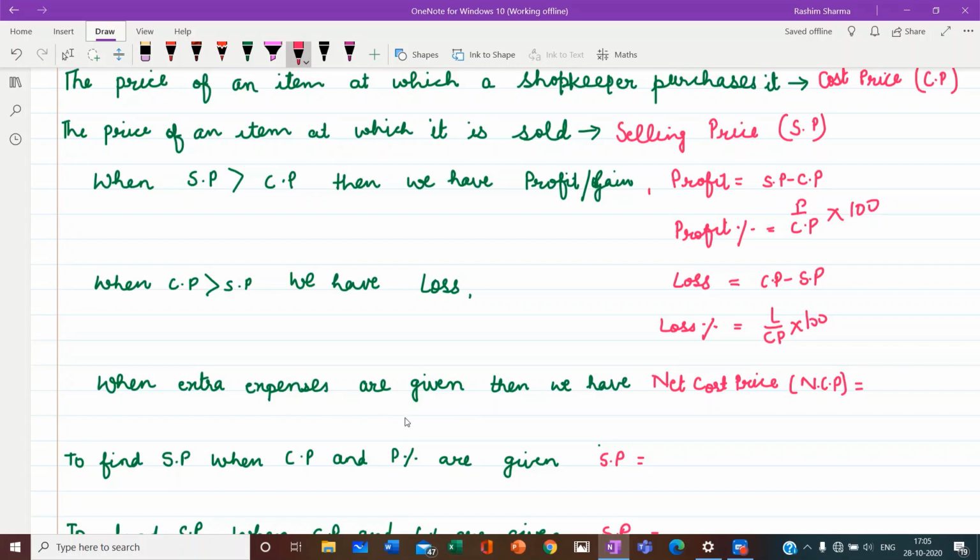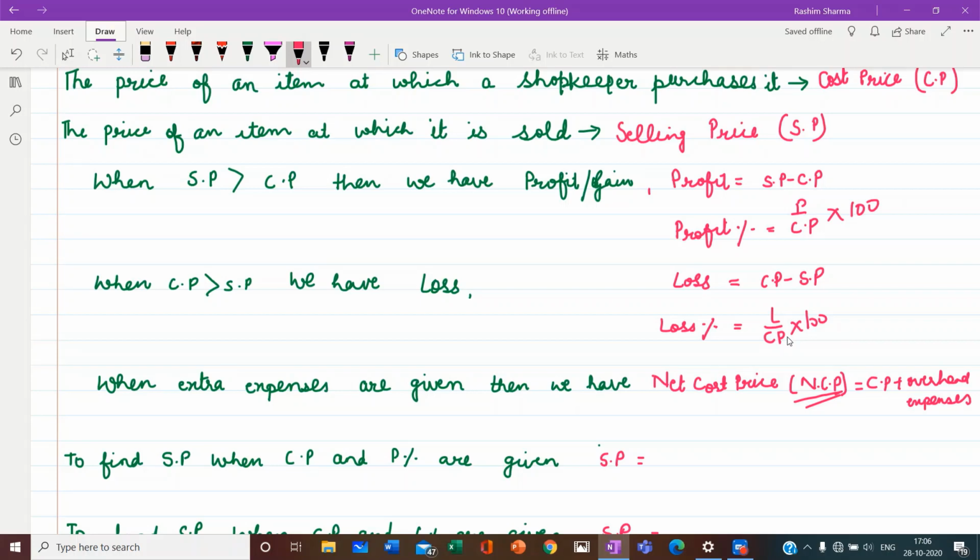Okay, then how will we calculate that? We add the overhead expenses to CP and it becomes net CP. Net cost price is written as NCP. What is net CP? That is CP plus overhead expenses. Overhead expenses are extra expenses on that item. So whenever we calculate profit or loss, or profit percent or loss percent, we calculate on net CP.